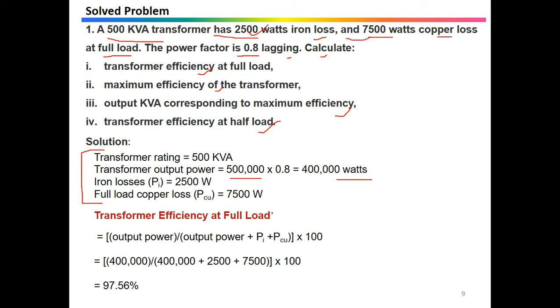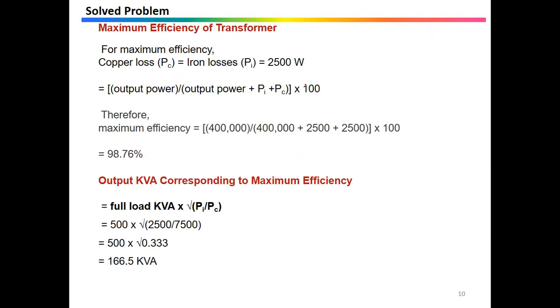And the transformer efficiency at full load is the ratio of the output power to the input power, whereas input power is the sum of output power plus iron losses plus copper losses, that is, the losses that occur in the transformer. Using the formula which we have just derived, putting in all these values and multiplying by 100 to get it in percentage, we achieve this value, 97.56%.